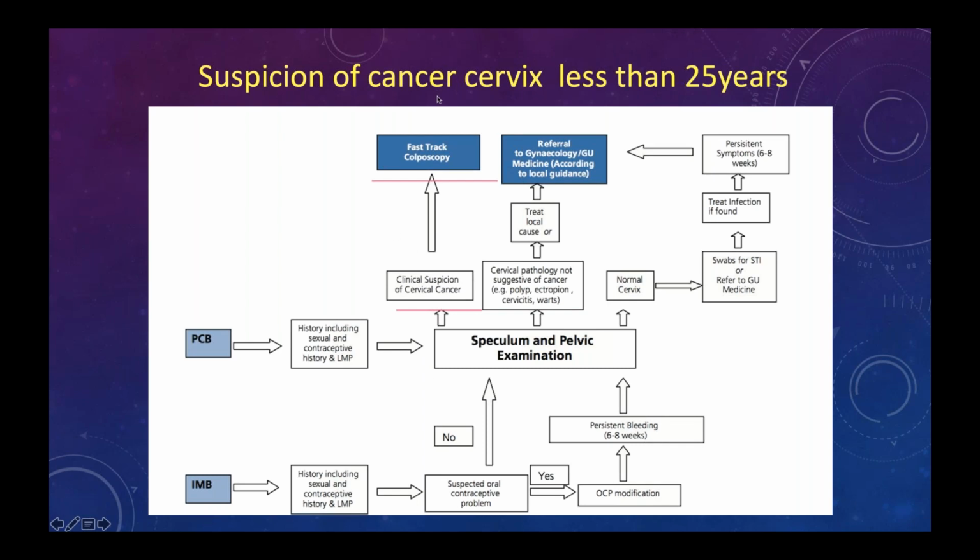Why have I put this chart in this presentation? Because if you have clinical suspicion of cancer in a patient who is less than 25 years of age, you have to refer her to fast track colposcopy. This part is important, because if any SBA comes, therefore I have put it here.